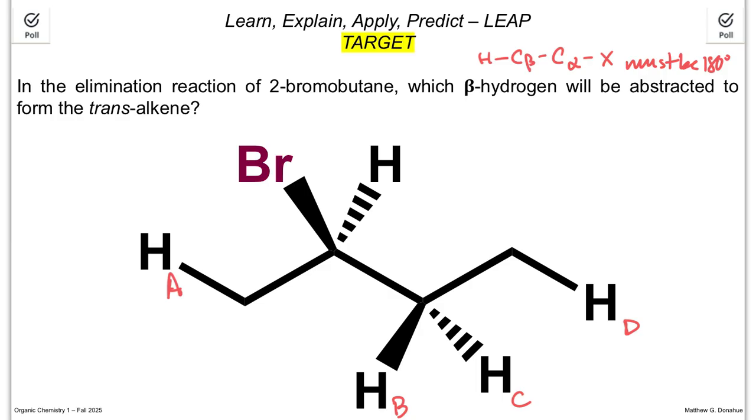So which one do you think it is? So it's going to be C. So in the model here, we have the bromine coming out towards you. We have this alpha hydrogen going back. And then B is out towards you, and then this one back here is C. So why is it C?